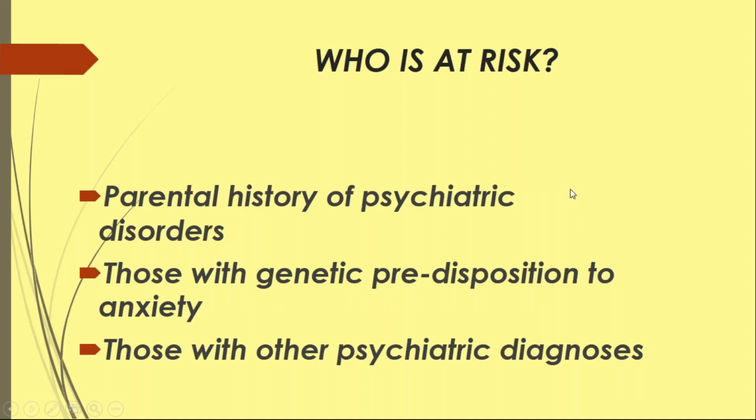Parental history of psychiatric disorders puts a child at risk. And while certainly we know anxiety disorders run in families, there also seems to be an increased likelihood of anxiety if parents have known depression or other psychiatric conditions. So the genetic predisposition is strong. And children who have other psychiatric diagnoses or learning disorders are at risk.